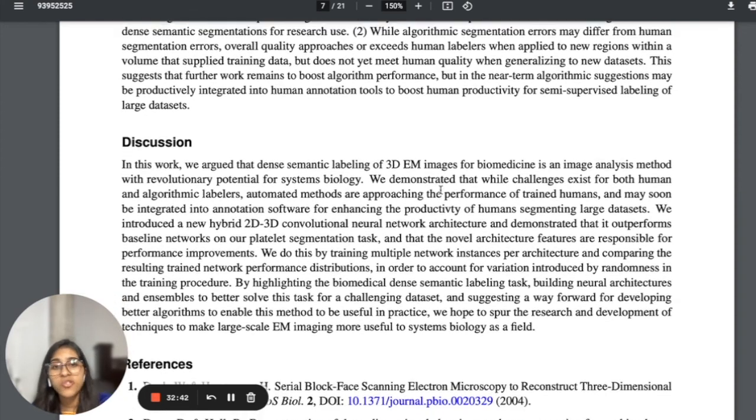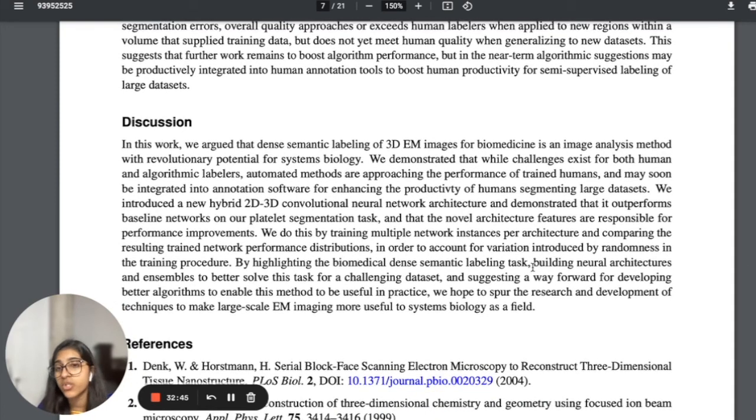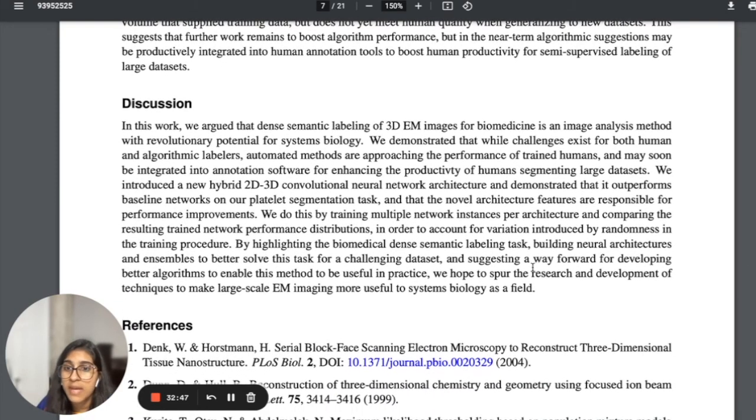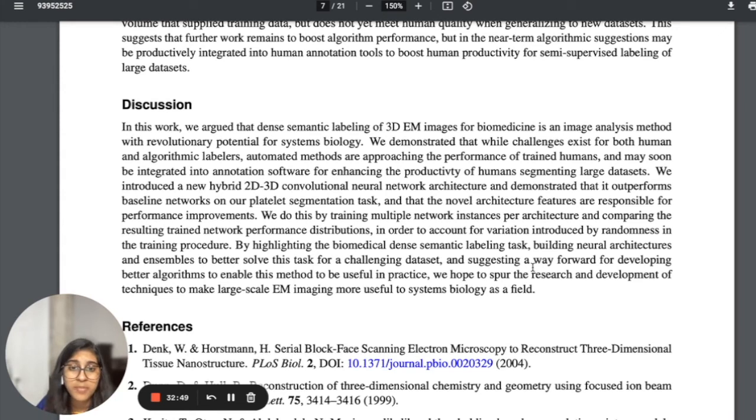And again, as I mentioned in the last line, they just want to spur the research and development of techniques to make large scale electron microscopy images more useful to systems biology as a field, because there's so much potential here. We saw that just from this model, it did so well compared to baseline networks. Now look at the potential of that.